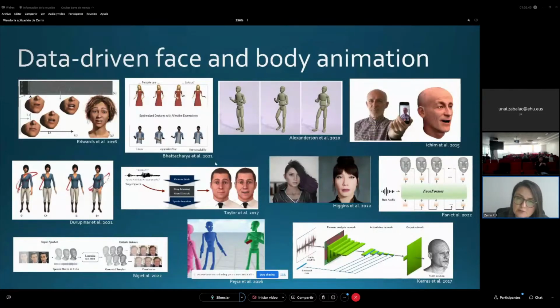Earlier, there were some examples of data-driven nonverbal behavior generation, but that was not very much proved yet. But in the last couple of years, it's a very growing field. There are a lot of PhD students and master's students that are working in this area.